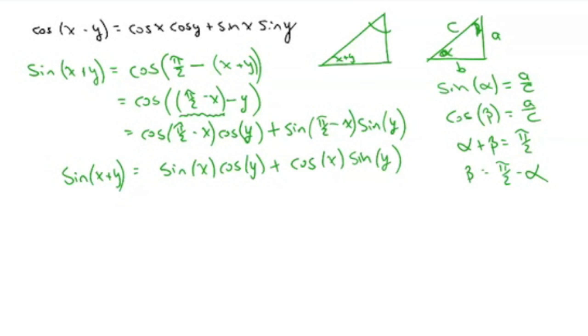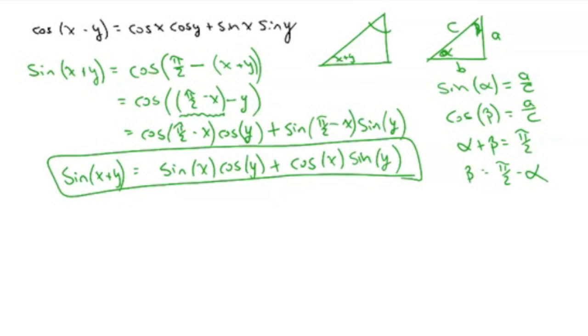If you have sine of alpha equal to a over c, and you have cosine of beta equal to a over c, they're equal to each other, and the relationship between alpha and beta is pi over 2 minus the original angle. So if you do cosine of pi over 2 minus alpha, that becomes sine of alpha. If you have sine of pi over 2 minus alpha, that becomes cosine of alpha.